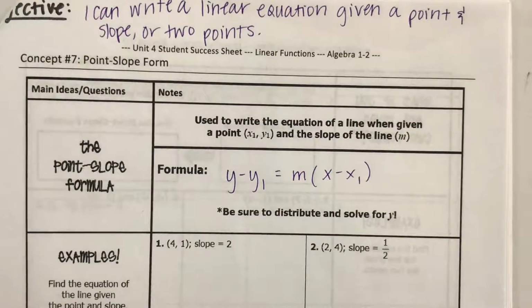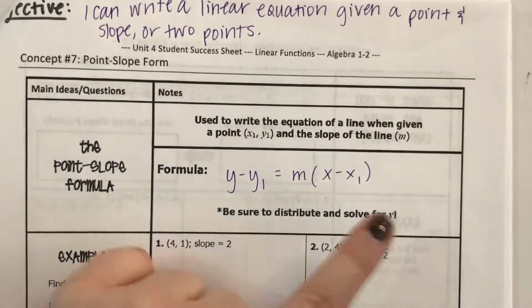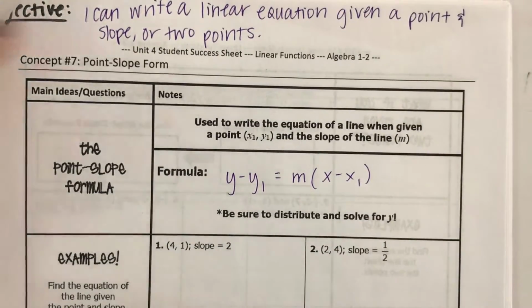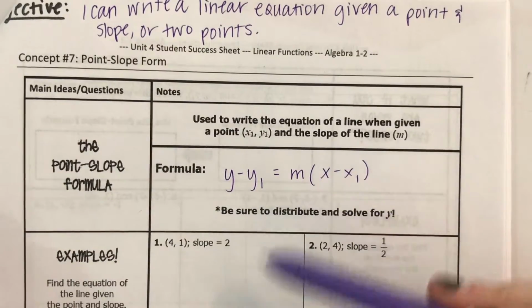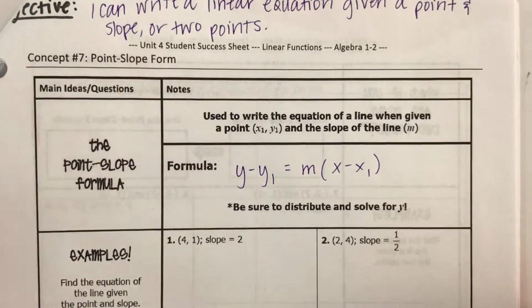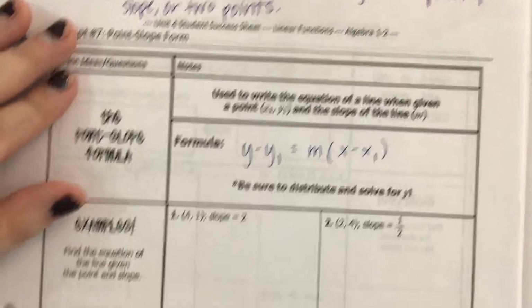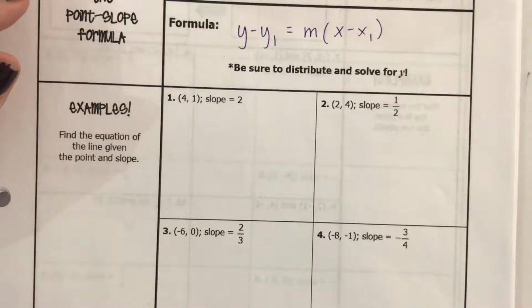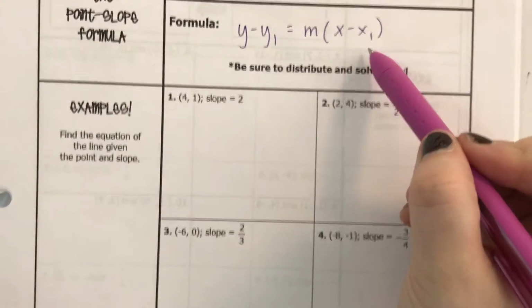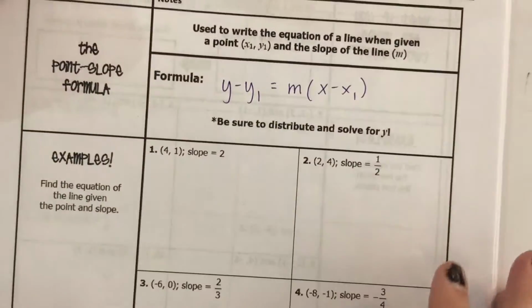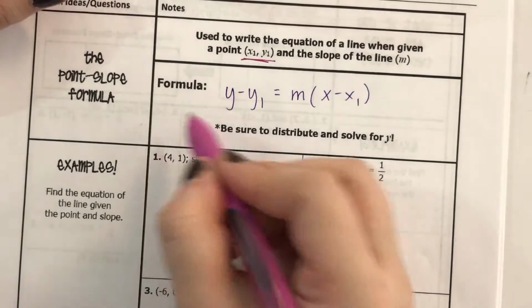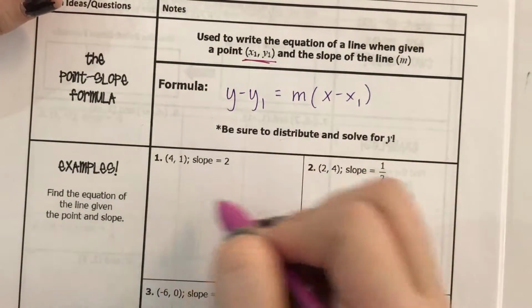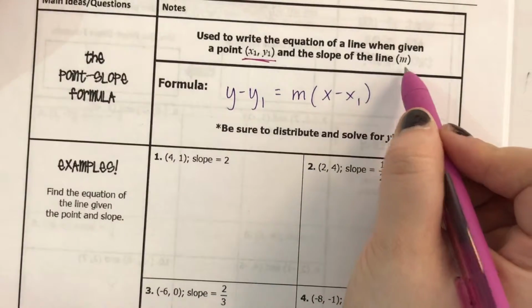Be sure to distribute and solve for y. We're going to do that in these examples when I show you how to use this formula to write the equation of a line. You're going to find out it's going to be really easy. So we're going to do the odds together. x1 and y1 come from a point. They're going to give you a point. x1 and y1 come from that point, and the m is the slope that they give you.